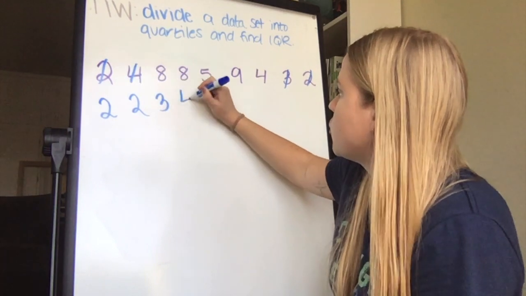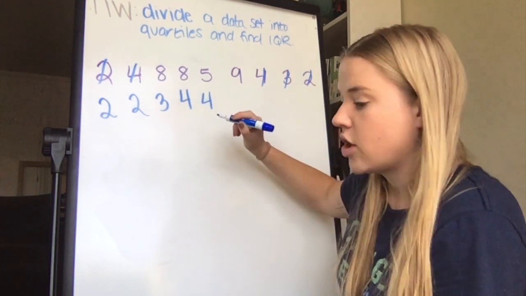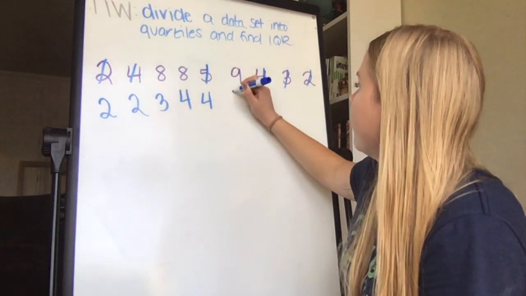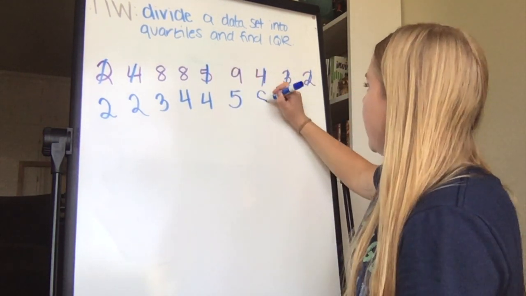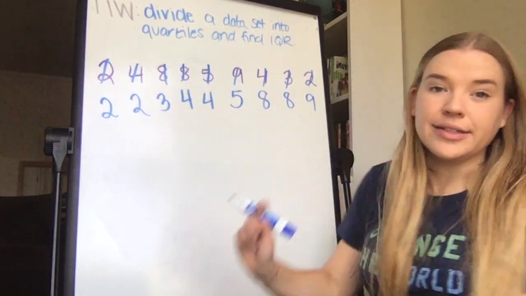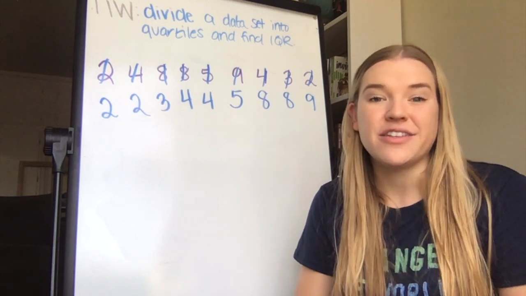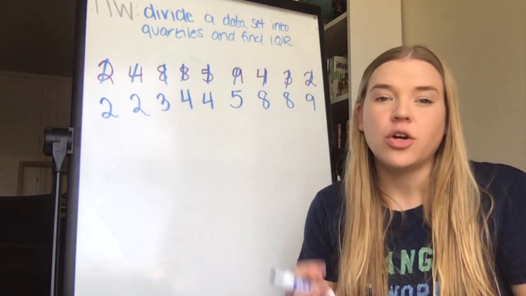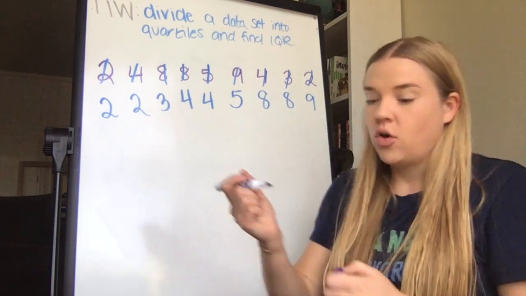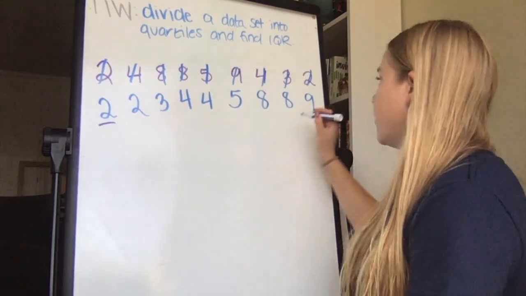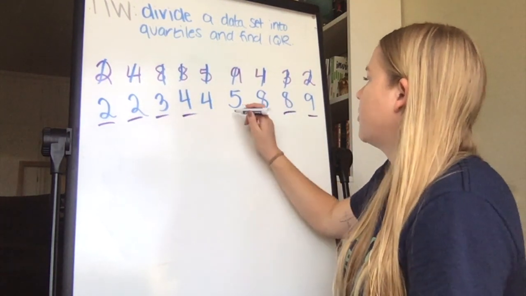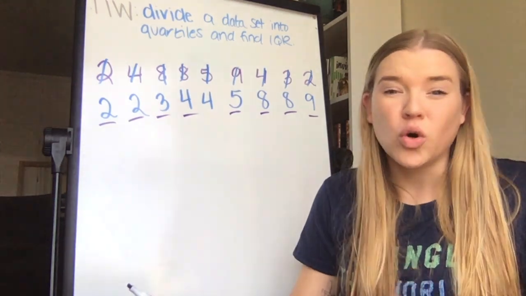I have 2 4s. I have a 5, and then I have 2 8s and a 9. My next step is going to be to find my median, which is also known as my second quartile. So in order to do that, I'm going to cross off 1 from the bottom, 1 from the top, 1 from the bottom, 1 from the top, 1 from the bottom, 1 from the top, until I'm left with either 1 or 2 numbers.